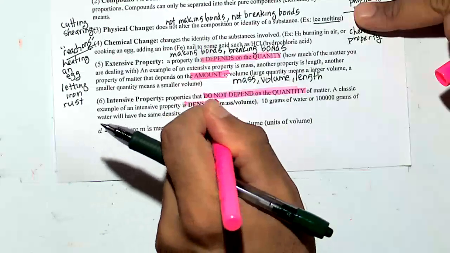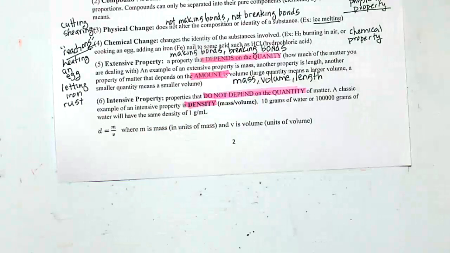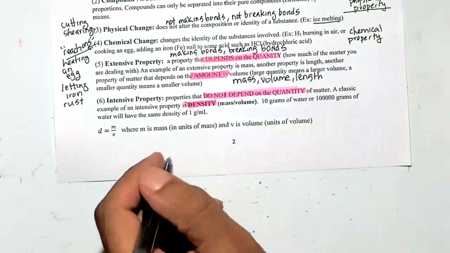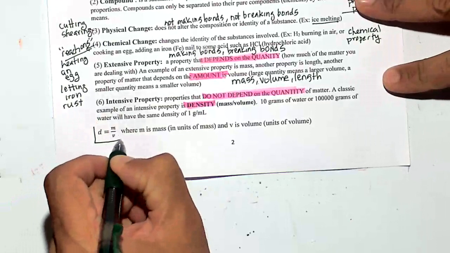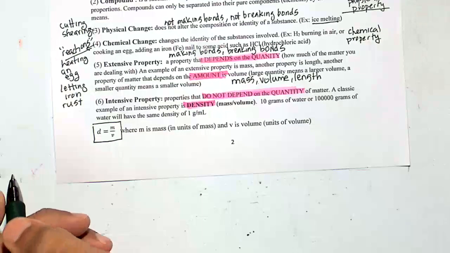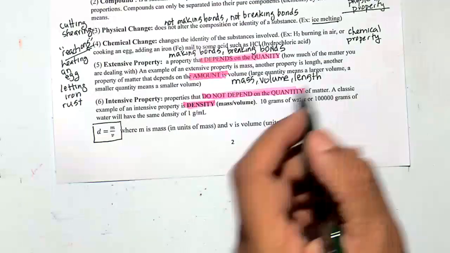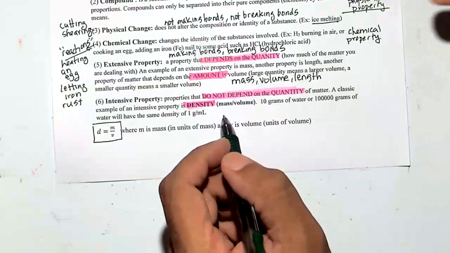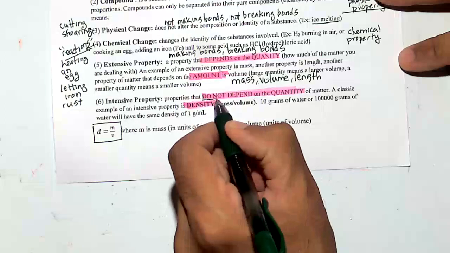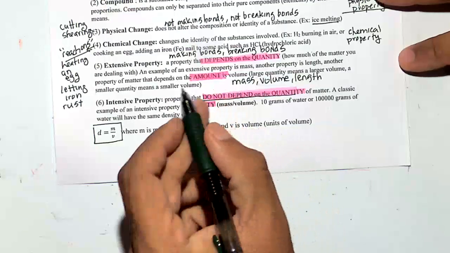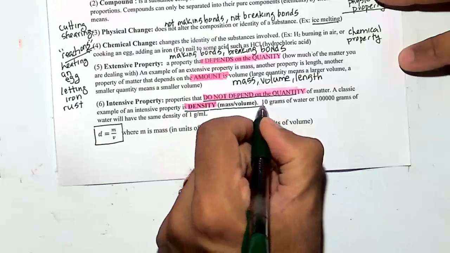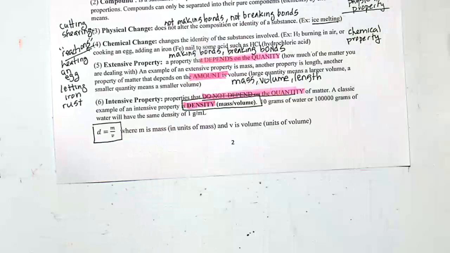Okay, so on the exam, I'd like you to know that density is an intensive property. What do I mean? Density, as we know, is mass over volume, but it is intensive, meaning it doesn't matter whether you have a lot of it or a little of it, the density will always be the same. So density is an intensive property.